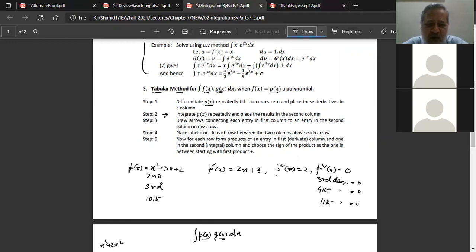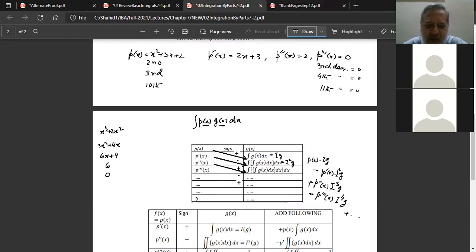The second column is filled with the repeated integrals of the second function. And then we draw arrows connecting each entry in the first column to an entry in the second column, but in the next row. So this is the column of the polynomial and its derivatives, and this is the column of the second function and its integrals. The first entry of the polynomial column we connect to the first integral of the second function. The first derivative of the polynomial we connect with the second integral of the second function. The second derivative of the polynomial we connect to the third integral of the second function. So there is first integral, second integral, third integral.